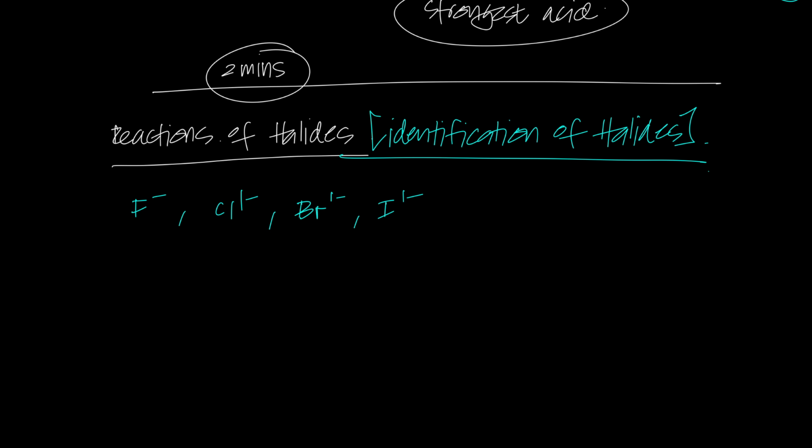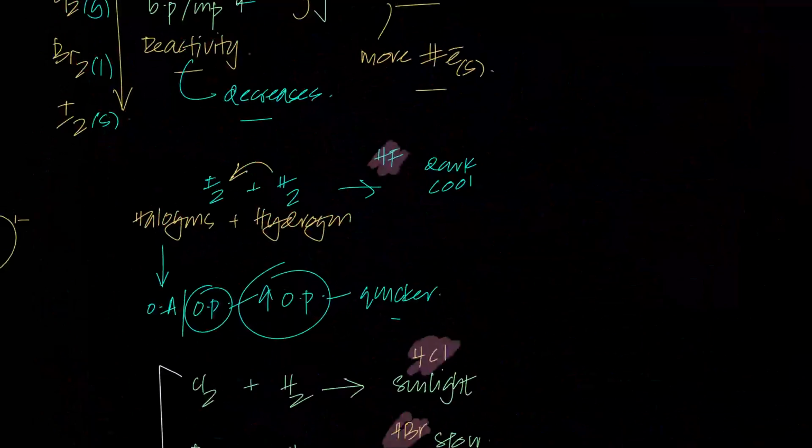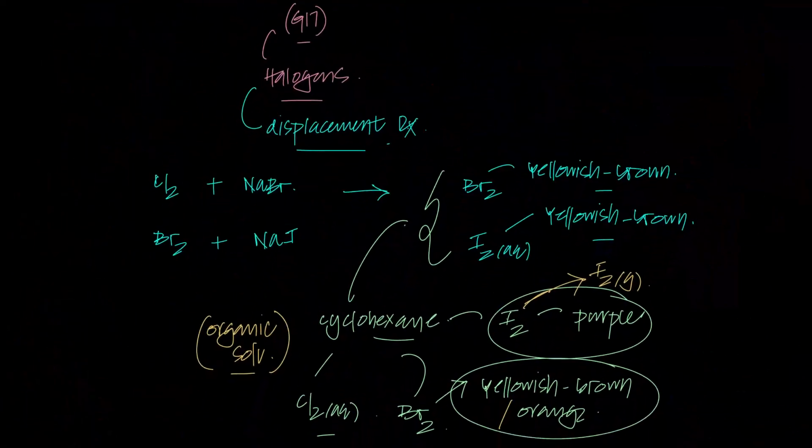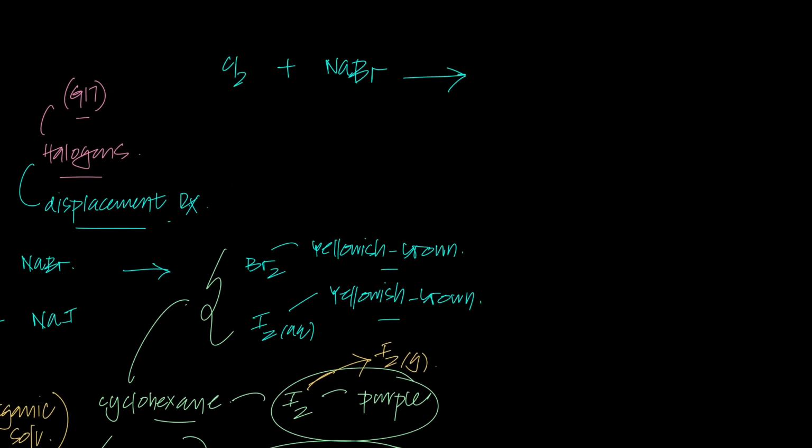One more thing, guys. Before I move forward, I hope you know how to write ionic equations. Please, this is also part of your course. Like chlorine reacts with NaBr right here. Sorry, I'm going a little back in time. If chlorine reacts with NaBr, it displaces bromine. You get NaCl plus Br2 aqueous.